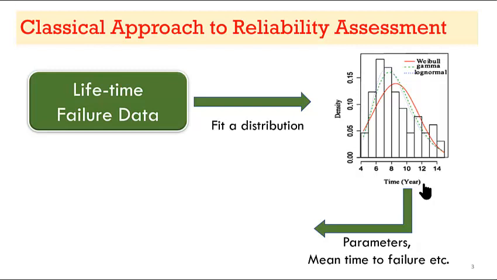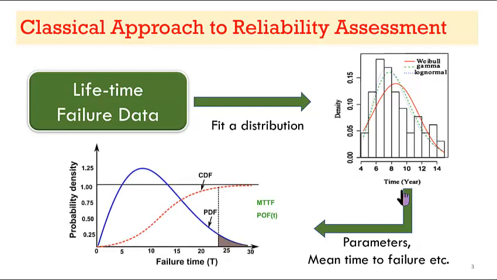Based upon the parameters of this distribution, now you can calculate different kinds of statistics. For example, you can calculate mean time to failure. You can also plot the corresponding cumulative distribution function or probability density function, and you can calculate the probability of failure at any given point of time. So this is the classical approach in which you fit a distribution to the lifetime data and then you calculate the reliability of the system at a given point of time in future.